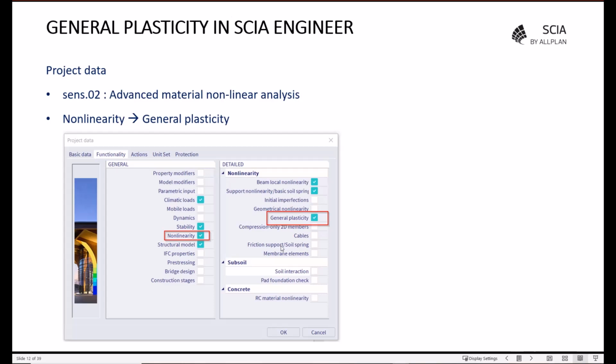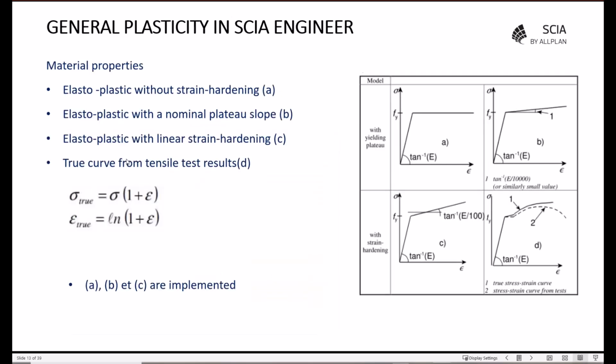What you should know is that you should have the esa.02 module, the advanced material nonlinear analysis, to be able to define plasticity in SCIA Engineer. After, in the project data, you should activate the nonlinearity, and in the nonlinearity, you should activate the general plasticity. To take into consideration the general plasticity, we should run a nonlinear calculation, of course, with nonlinear combinations.